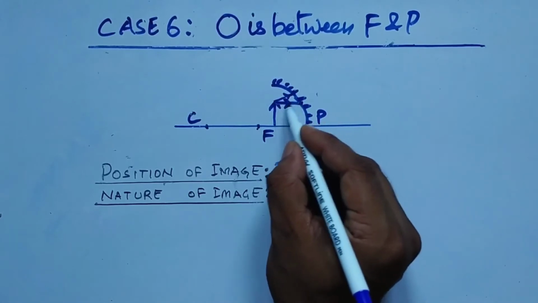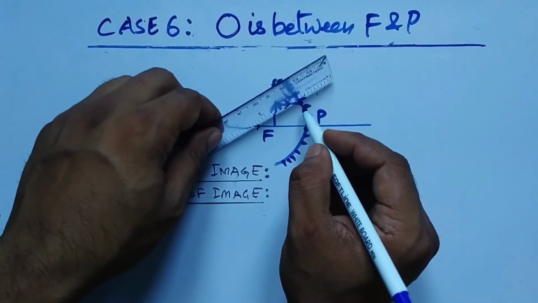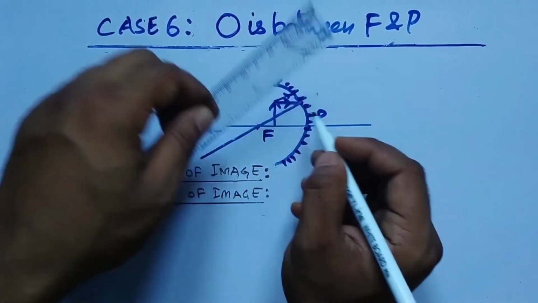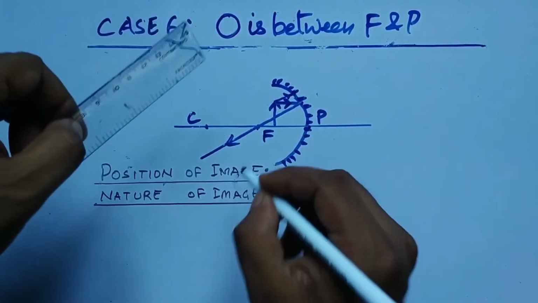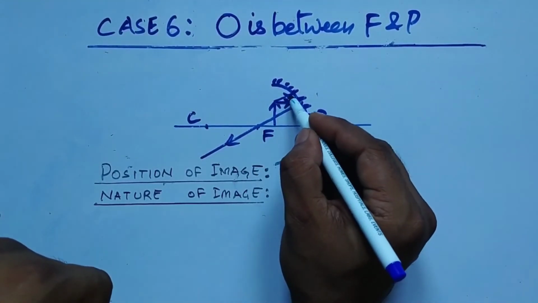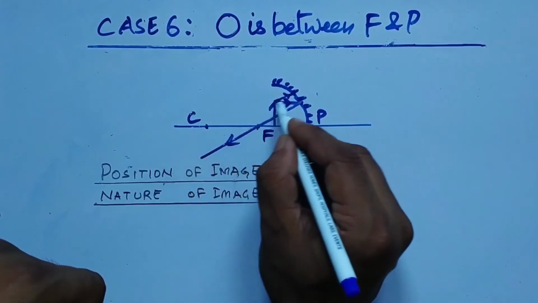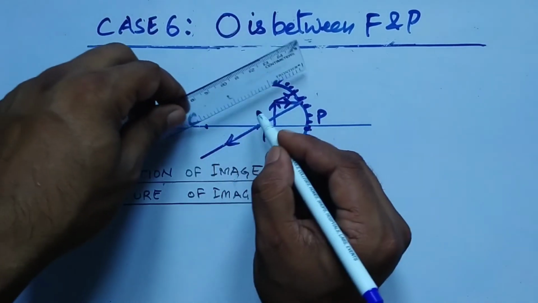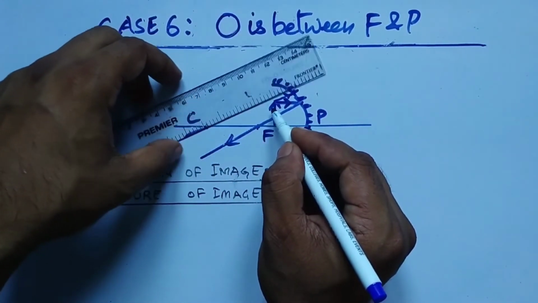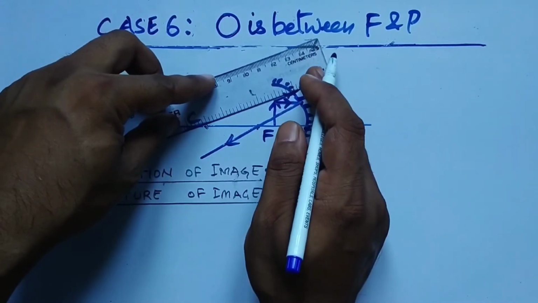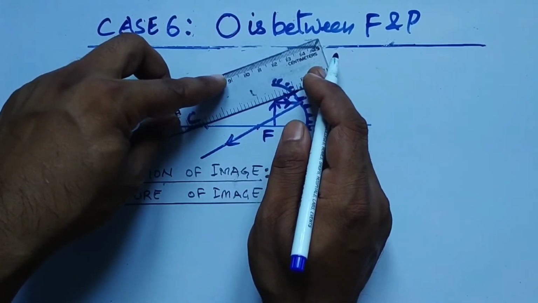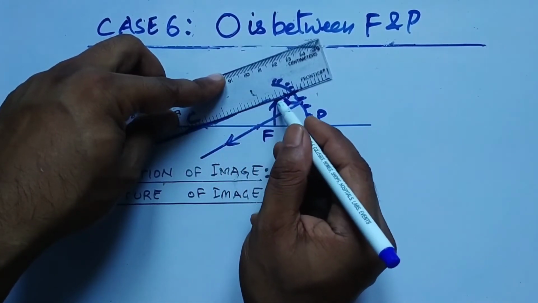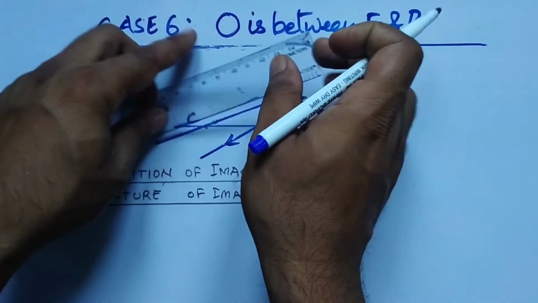This standard ray, we all know, is parallel to the principal axis, so it is going to pass through focus. So this is the first reflected ray. The second reflected ray, as it's in line with the center of curvature, will revert back in the same direction and pass through the center of curvature. So this ray will be drawn in this way, so that it passes through the center of curvature.